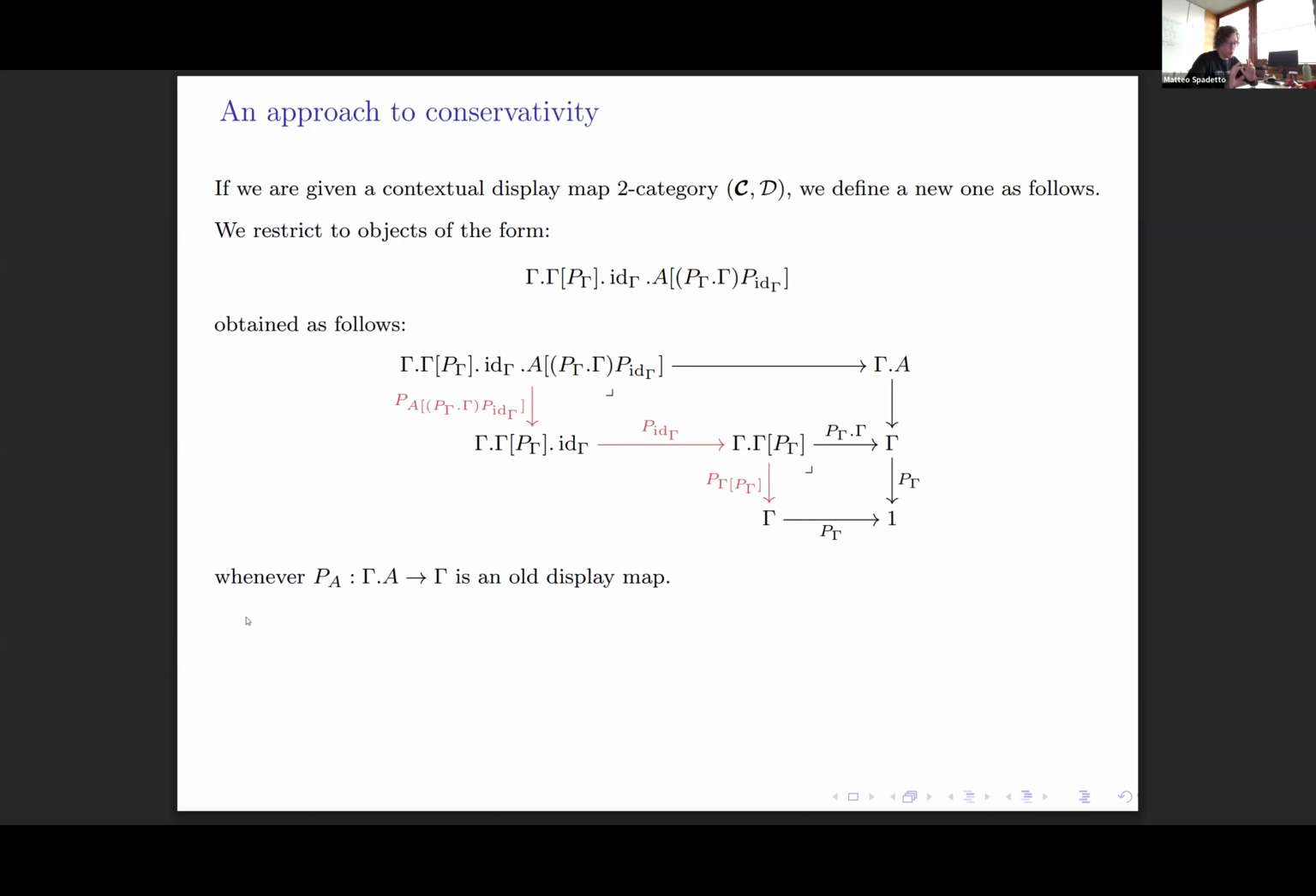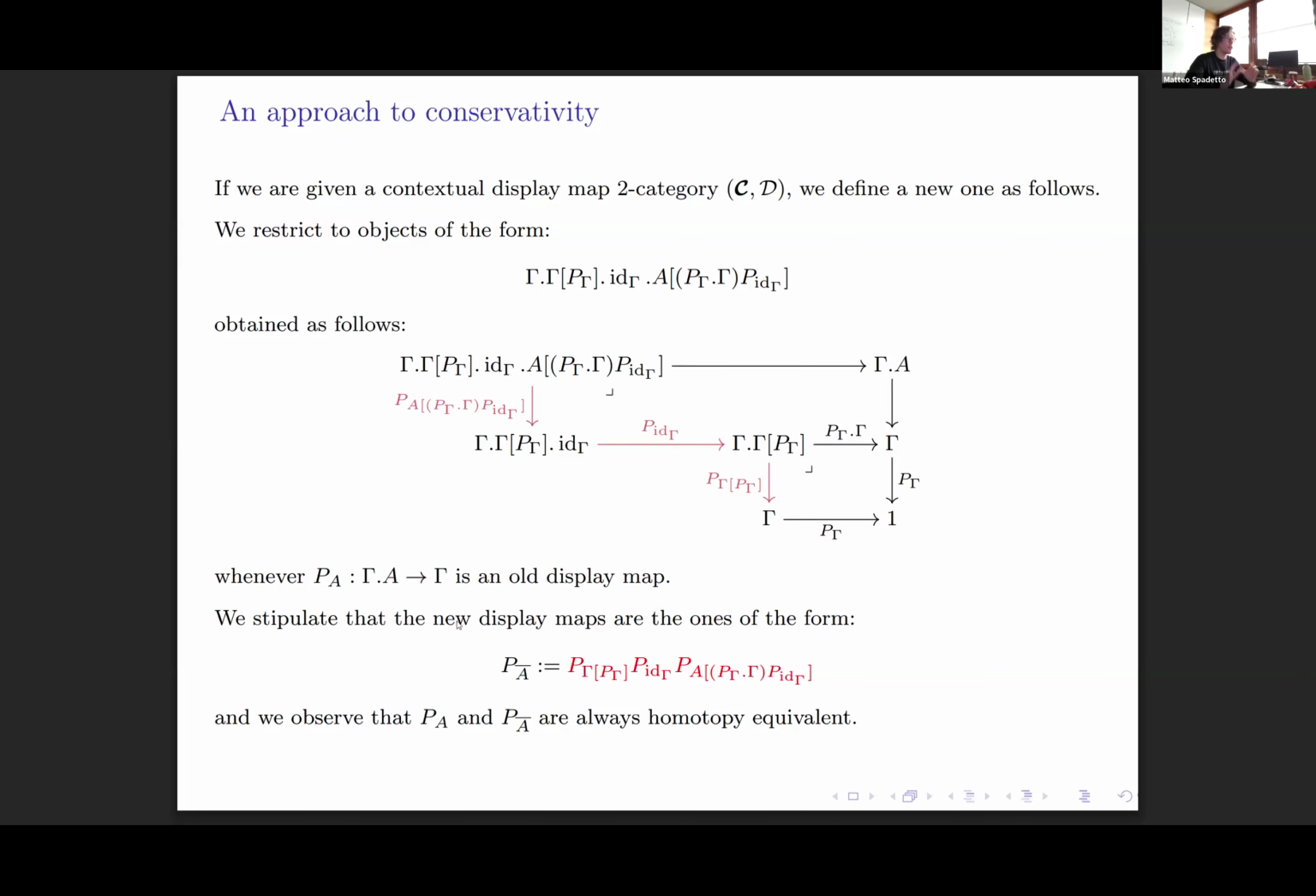So what would I like to do? I would like to replace this display map, which is a Cloven isofibration, with a new display map, which is normal as an isofibration. And I choose this composition, the composition of these red arrows, as my new display map. So I stipulate that the new display maps in the model that I want to build are the ones of this form, the ones like such a composition, whenever I'm given a display map.